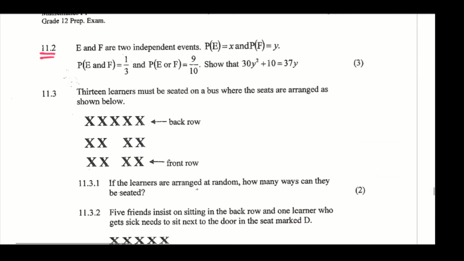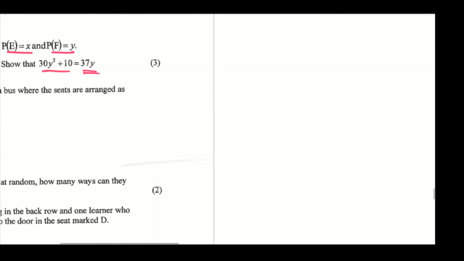In 11.2, we are told that E and F are independent events. P of E is equal to X, P of F is equal to Y, and P of E and F is equal to 1 over 3, P of E or F is equal to 9 over 10. So we need to show that 30y squared plus 10 is equal to 37y. This is how we're going to solve this problem here.